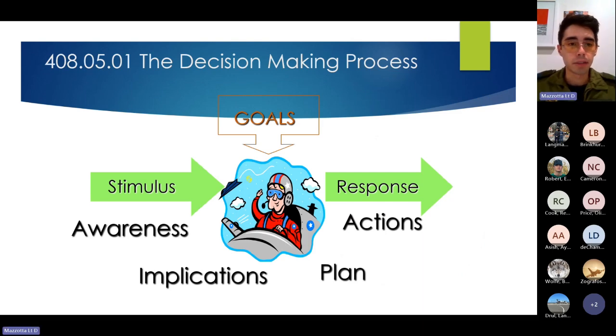So this leads us to talking about the APA model, and we're going to talk about it a little bit more later on in the lesson. APA is for awareness, implications, plan, and actions. So we get an idea, we put the goals into our head, and then we need to respond in some capacity for those goals to happen.